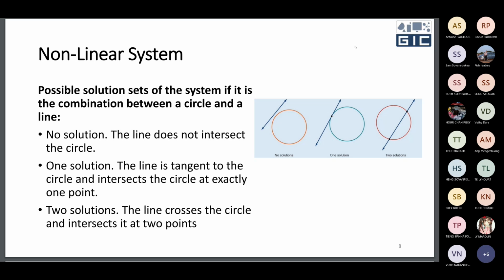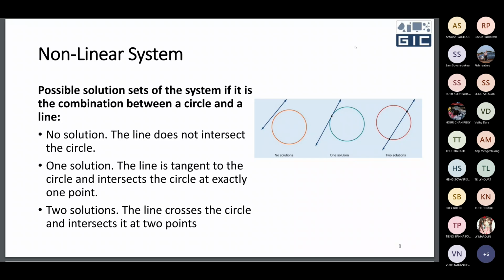First, when there is no intersection between the first and the second equation, you have no solutions. But if they are tangent, it means that you have exactly one intersection between the line and the circle, you will get one solution. And the other is when the line crosses the circle. You have 2 points that intersect each other, so you have 2 solutions.